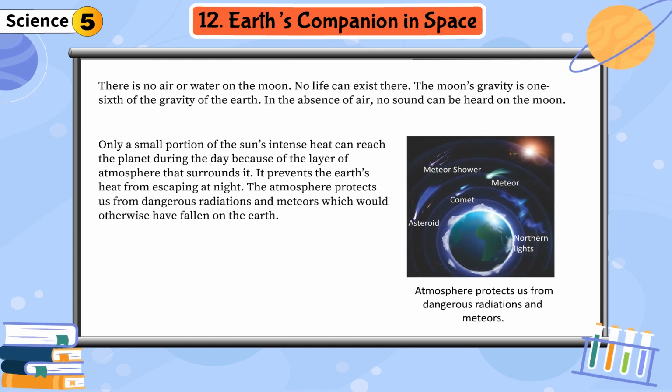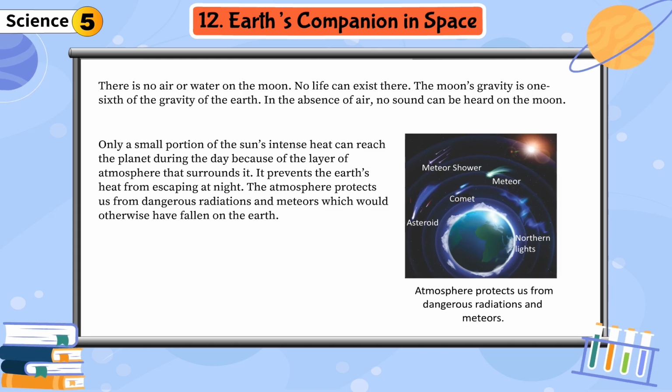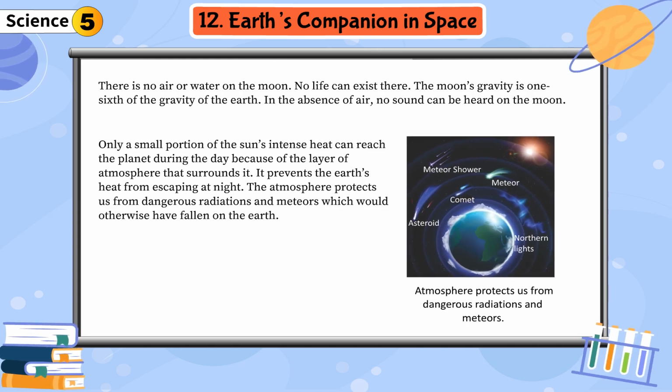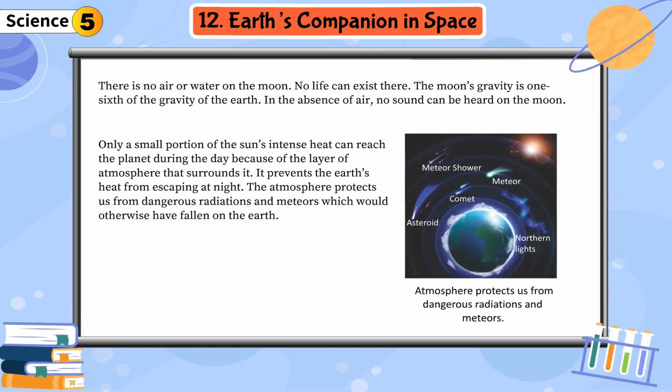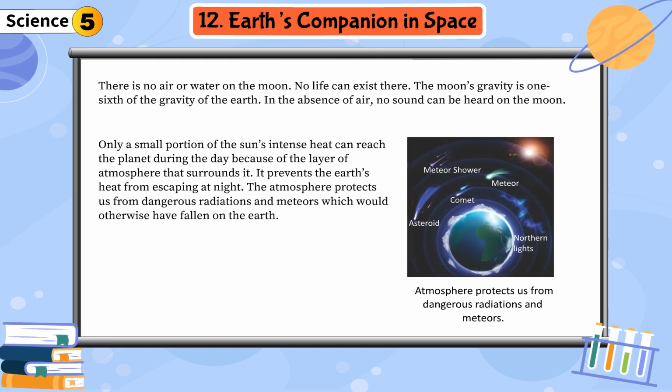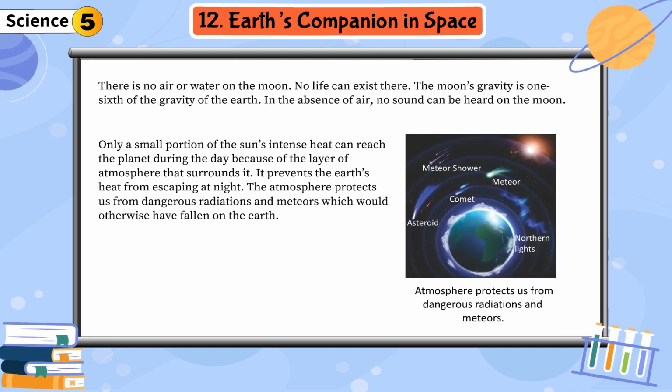Only a small portion of the Sun's intense heat can reach the planet during the day because of the layer of atmosphere that surrounds it. It prevents the Earth's heat from escaping at night. The atmosphere protects us from dangerous radiations and meteors which would otherwise have fallen on the Earth.